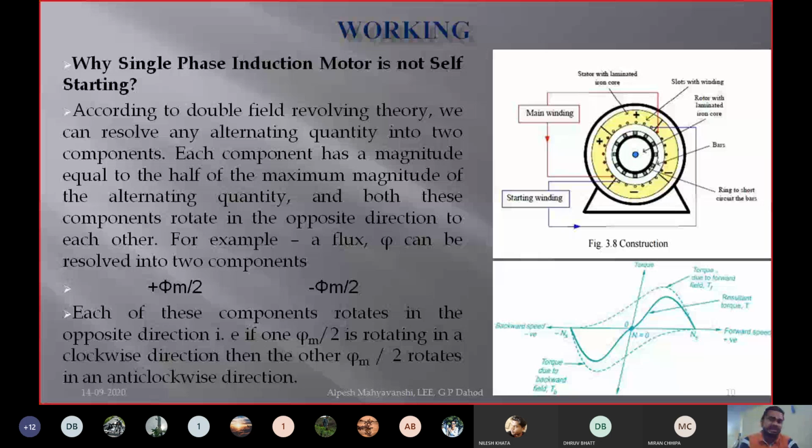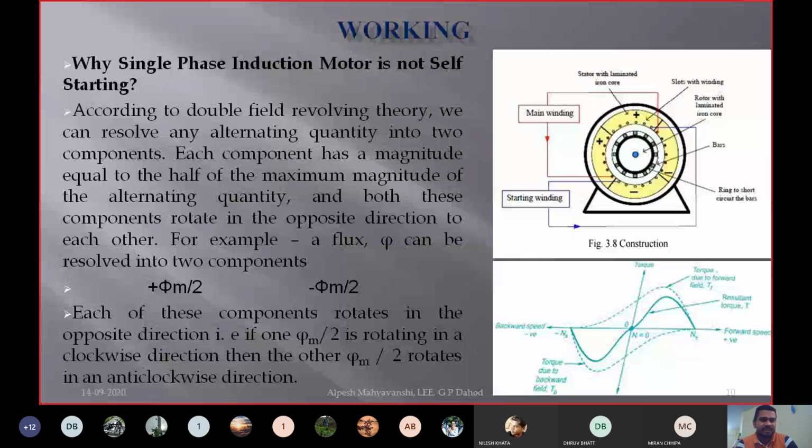Both these components rotate in opposite directions to each other. So if one component rotates in a clockwise direction, then the other component rotates in the anti-clockwise direction, so in the opposite direction.